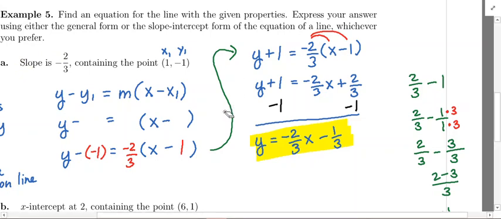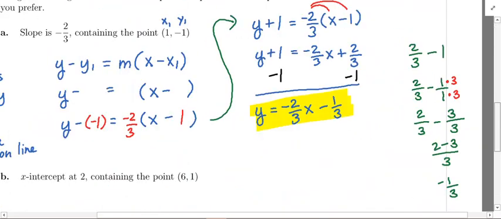Now let me talk a little bit about how the answer should be given. If you read the directions, it says to give the answer in slope-intercept form, which we just did, or general form, and it tells you to pick which one you like. I have a feeling in my math lab that they may ask you to put the answer in general form. So I'm going to talk about how you would take y equals mx plus b and turn it into general form, so you know in case that comes up.